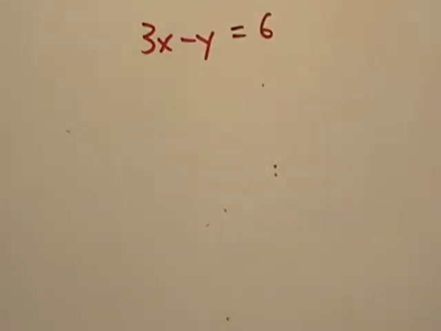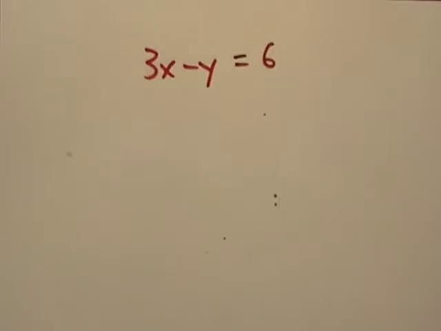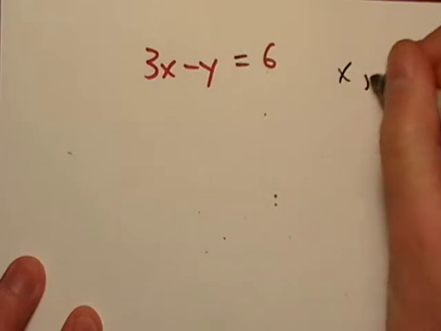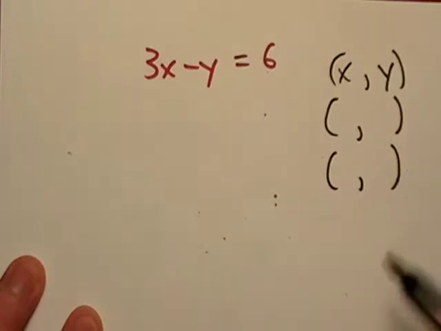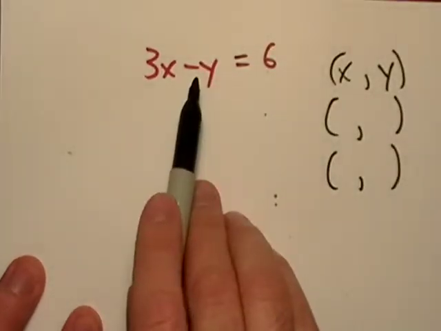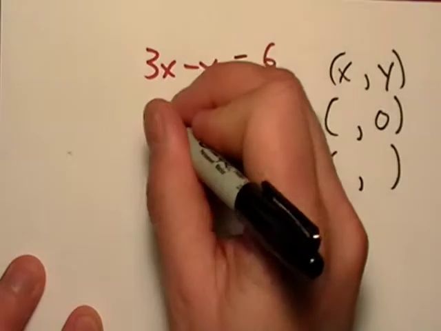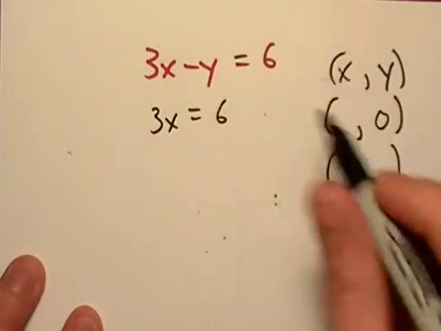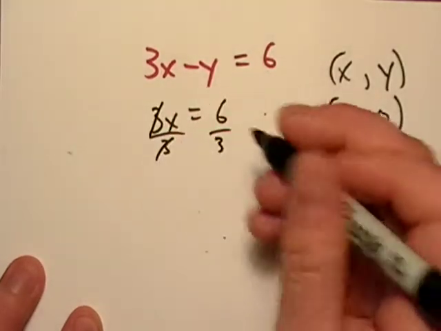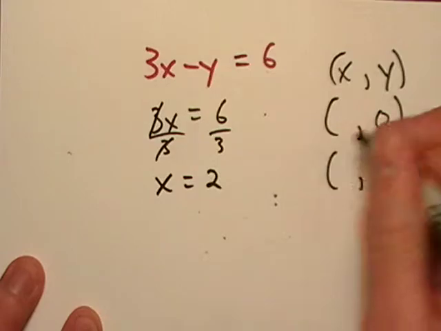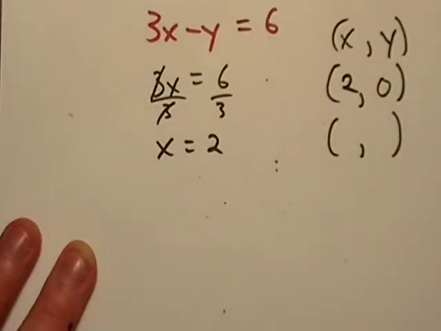Three x minus y equals 6. Okay, that one's not too bad. All right, so, like normal, let me plug in 0 for y. That looks pretty easy. And I just divide both sides by 3 right here. 3 divided by 3 is 1. Looks like x is equal to 2.